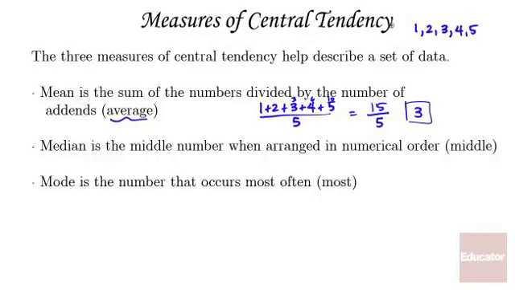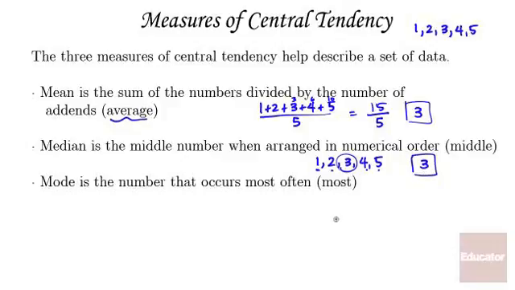The median of that set of data is going to be the middle number, but only when you list it out in order from least to greatest. You must list it out. Here it's already listed from least to greatest: 1, 2, 3, 4, 5. The number in the middle will be this number right there. So the median is 3.